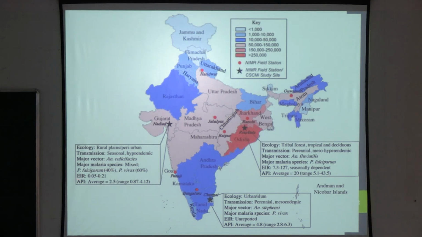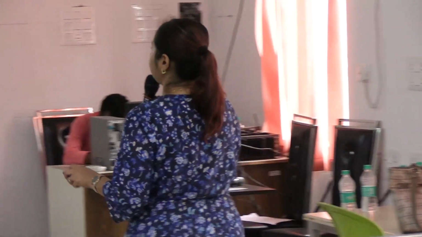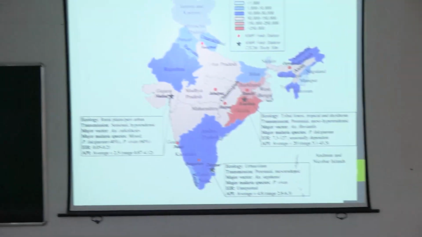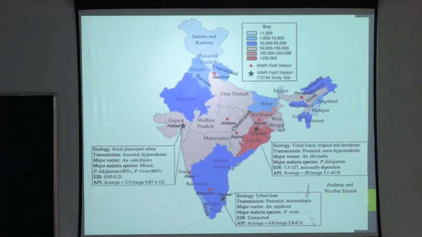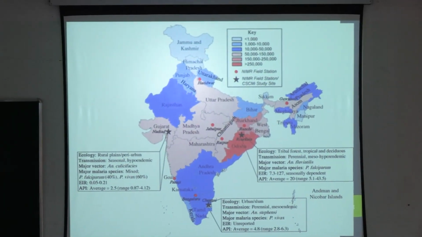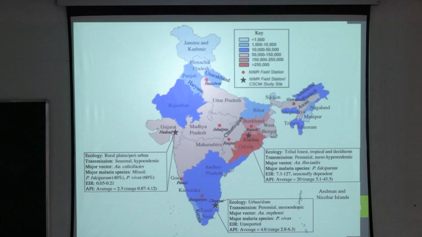Falciparum, vivax. Okay. Then what is this red zone? This red zone is around Jharkhand, Odisha. The ecology is what? Tribal forest, tropical areas. Okay. What are the mosquitoes that are present there? It is not Anopheles culicifacis, it is Anopheles fluviatilis. And it mainly causes what? Falciparum type of malaria. Okay.